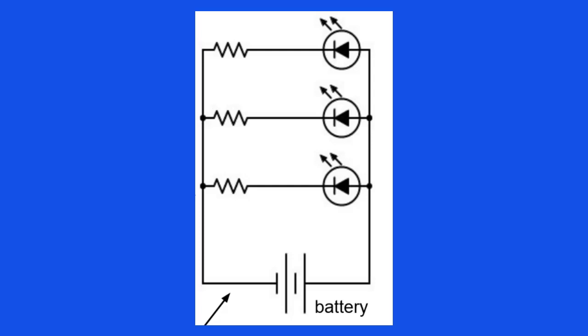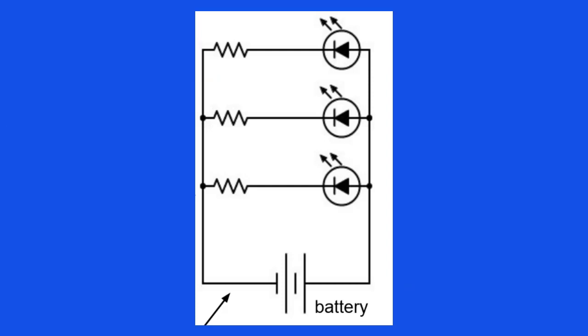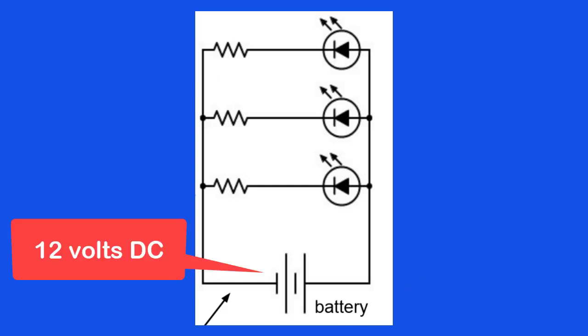Since we just did the calculation for one red LED in a 9-volt circuit, we know that the answer is 389 ohms. Therefore, in this parallel circuit, all the LEDs need resistors of 389 ohms. But let's change the voltage to 12 volts DC. How would that change the value of the resistors in the circuit?